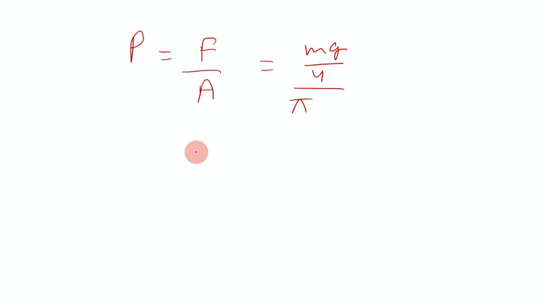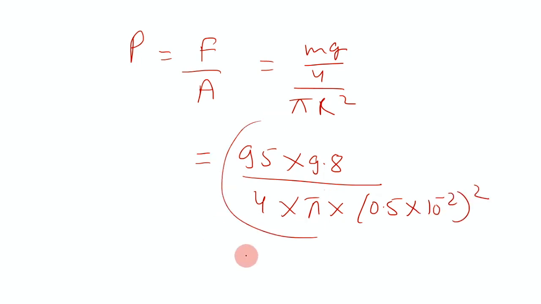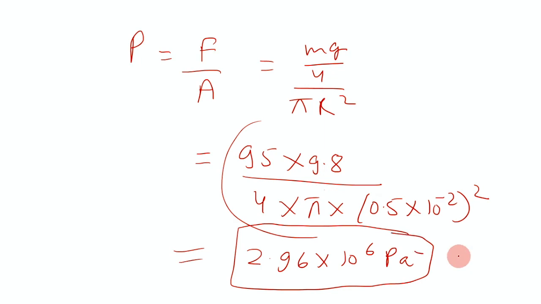So pressure, we know, is net force divided by area. So mg by 4, and area we know is pi r square. When we put all the values, m we put as 95 and g we put as 9.8. Of course, we calculated that 4 into pi and radius is 0.5 into 10 to the power minus 2 whole square. So when we solve this whole thing, we get 2.96 into 10 to the power 6 pascals. So this is our answer. This is how you solve these kinds of questions.